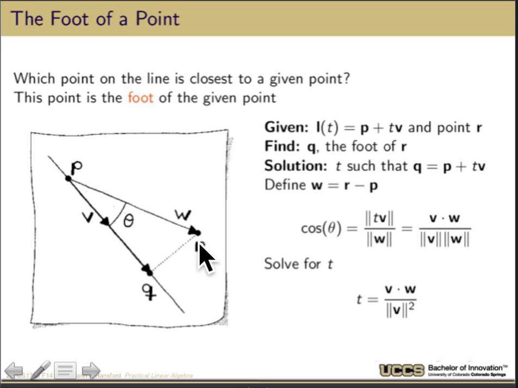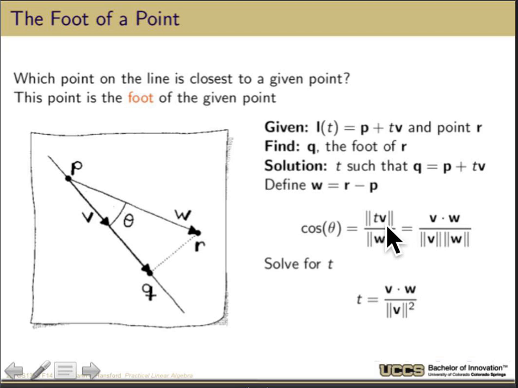Okay, so if we define w, the distance to that point, we know r minus p is our w. We're now going to go back and look at what we got. Cosine of this angle is the magnitude of tv times v divided by w. Right. Where did the t come from? Well, remember, t is how we're defining q. q is p plus t times v. But we also know that the cosine of that has to equal v dot w divided by the magnitude of v, the magnitude of w.